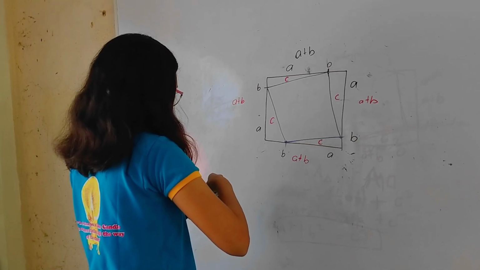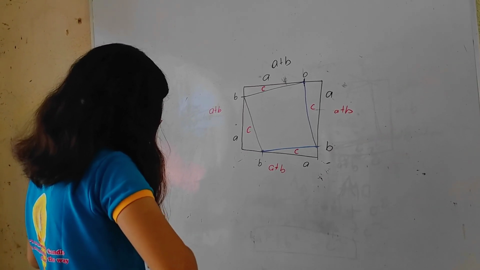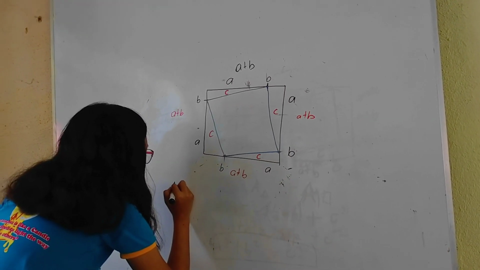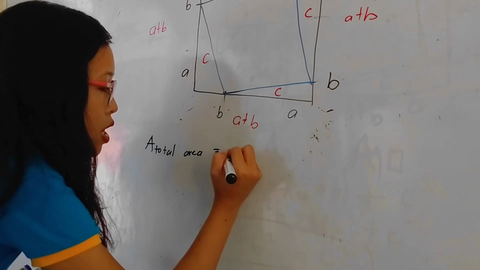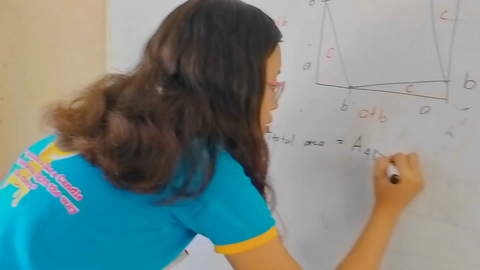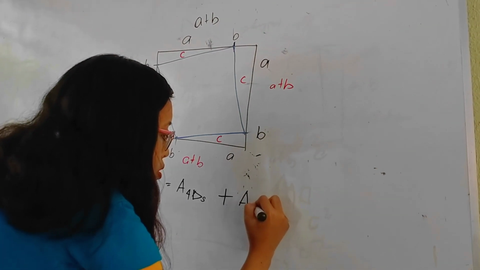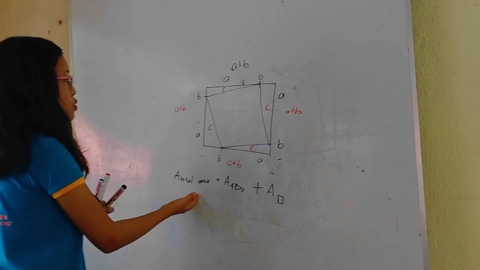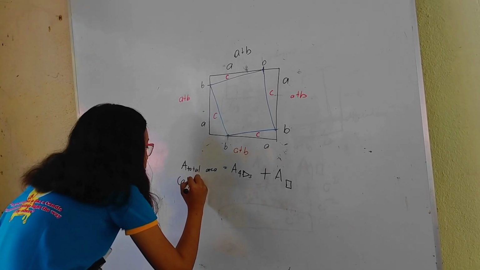So the total area is equal to the area of the four right triangles plus the area of the small square. We have here the total area, which is A plus B squared. So we have here A plus B squared.